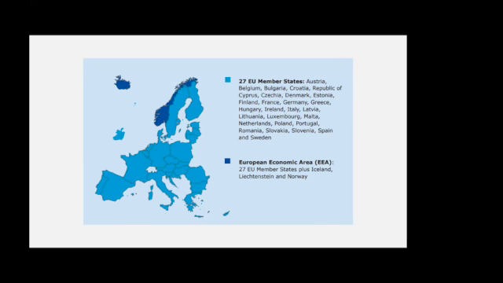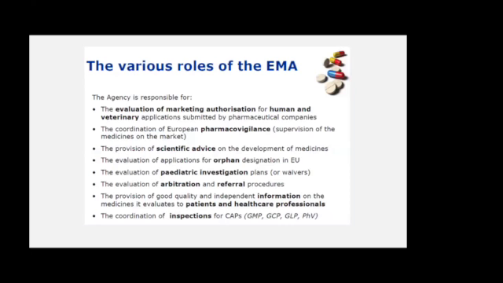whenever they approve new drugs. What are the various roles of the EMA? The agency is responsible for evaluating the marketing authorizations for human and veterinary applications. It also coordinates the European pharmacovigilance system, provides scientific advice for the development of medicines, and evaluates the applications for orphan designation in the EU.